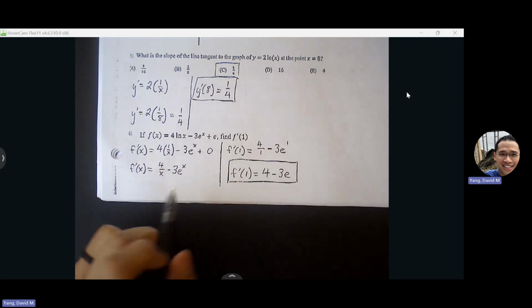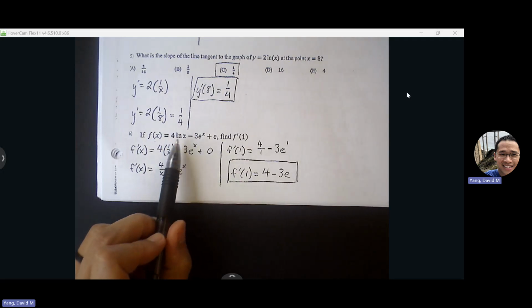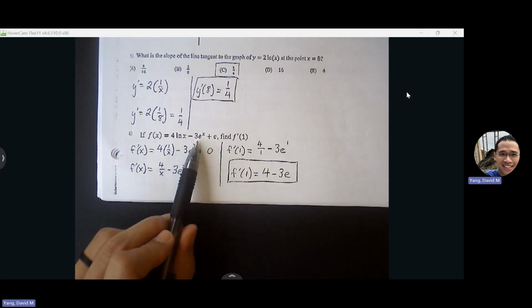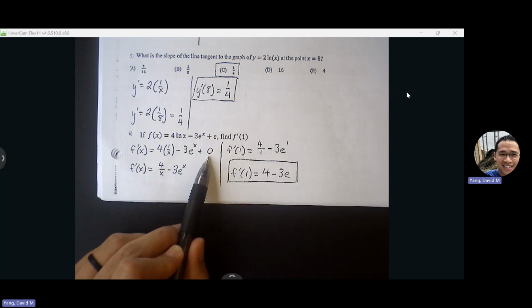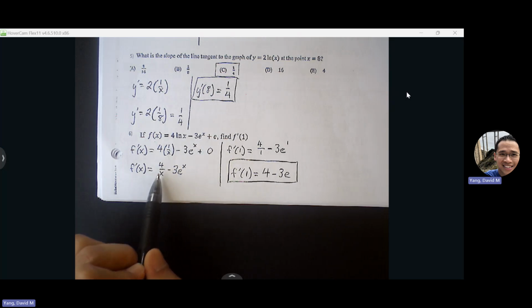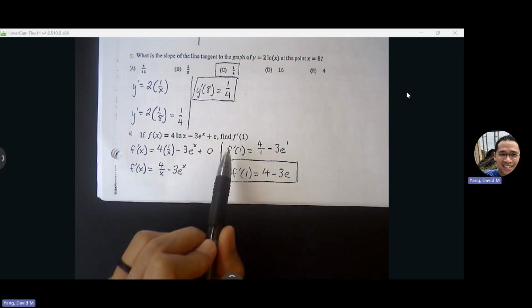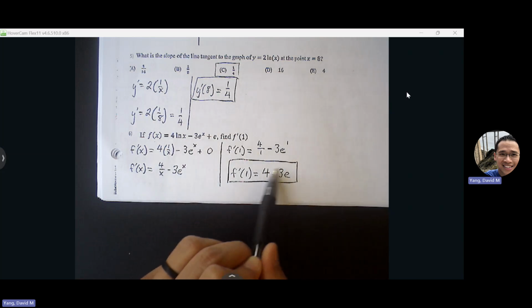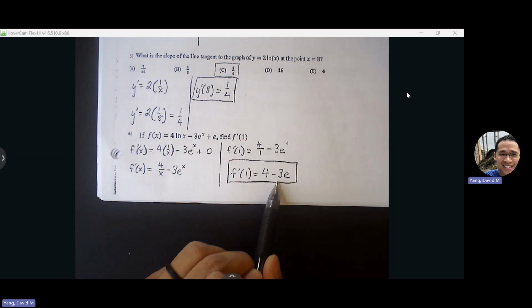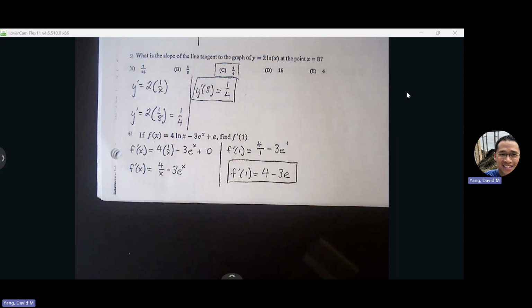All right, so number 6, 4 natural log of x. The 4 is going to stay. Natural log of x becomes 1 over x. 3 stays. e to the x just stays e to the x. e goes to 0. So then we can plug in 1 for all the x's. So I get 4 over 1 minus 3e. This is the exact slope of my curve at x equals 1.